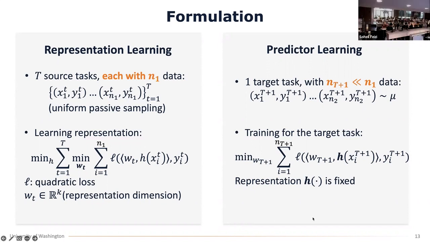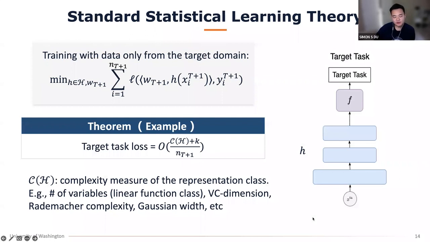All right. So to develop the theory, we'll first look at what the classical, standard statistical learning says in the supervised learning setting. So this is a quick review of classical statistical learning theory. Suppose we don't do any kind of representation learning, we just have a target task and we have N_{T+1} data for this task, and we learn this h and w_{T+1} together, because remember this is our predictor from the input x to the y, right? So we learn them together.